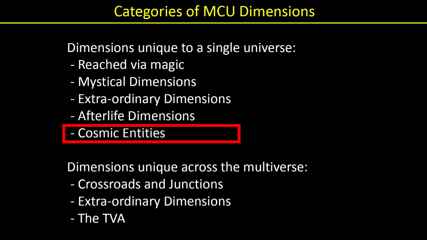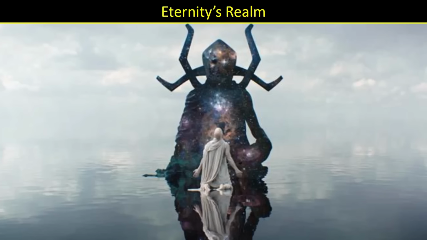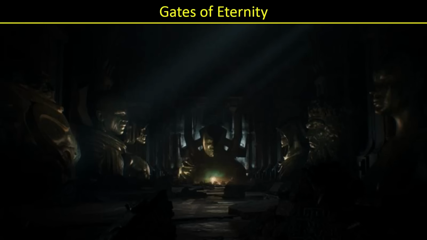Well, for that, we need to move to cosmic entities. So we're not talking about dimensions now, but still a very important concept of these different entities. So we saw in Guardians of the Galaxy this mural that showed us death, eternity, entropy, and infinity. So that was awesome. And then, of course, we saw Eternity himself show up in Thor Love and Thunder, which, by the way, Eternity's realm, that would be another realm or dimension. And you reach Eternity's realm through the gates of eternity.